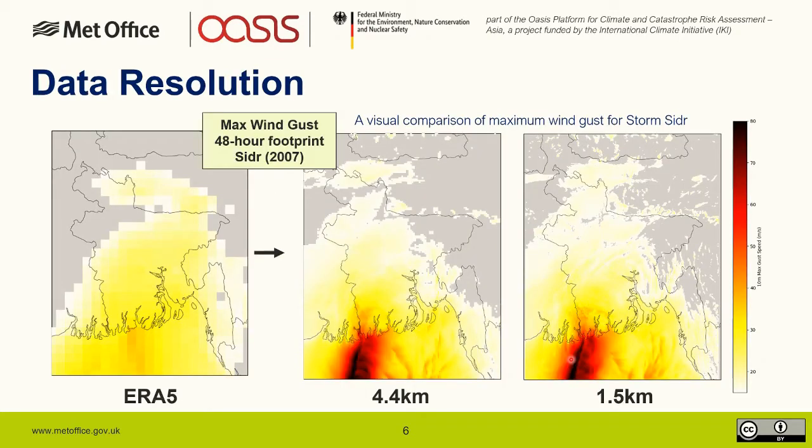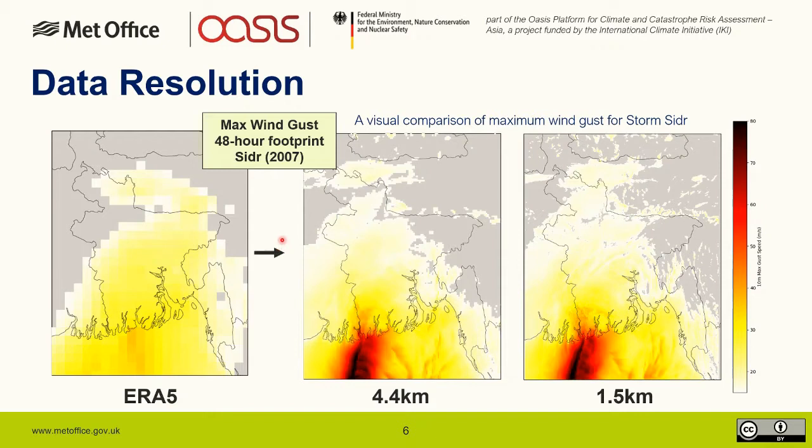In terms of what the data resolution looks like in terms of the tropical cyclones that we're simulating, this is a visual comparison of the maximum wind gust for storm Sidr. In particular, we're looking at the maximum wind gust over a 48-hour period, otherwise known as a footprint. So this is what Cyclone Sidr looks like in ERA5 data. You can see the individual block sizes, the grid size of the ERA5 data, quite clearly.